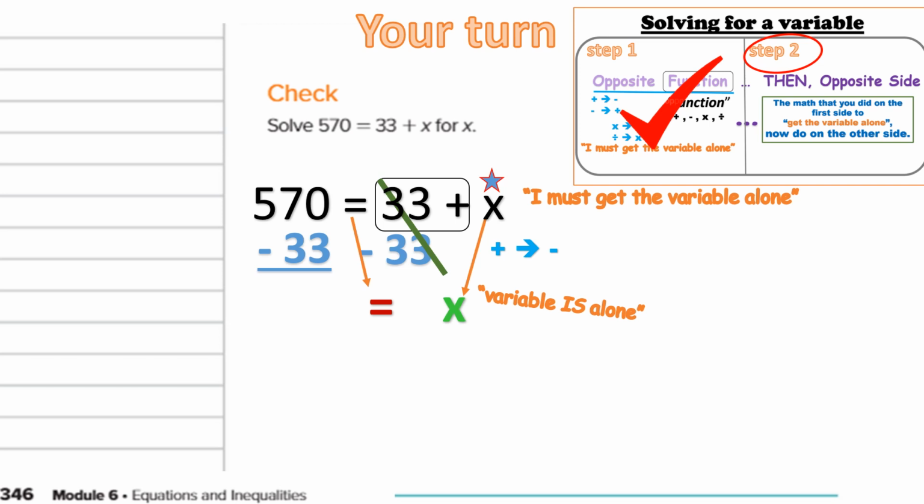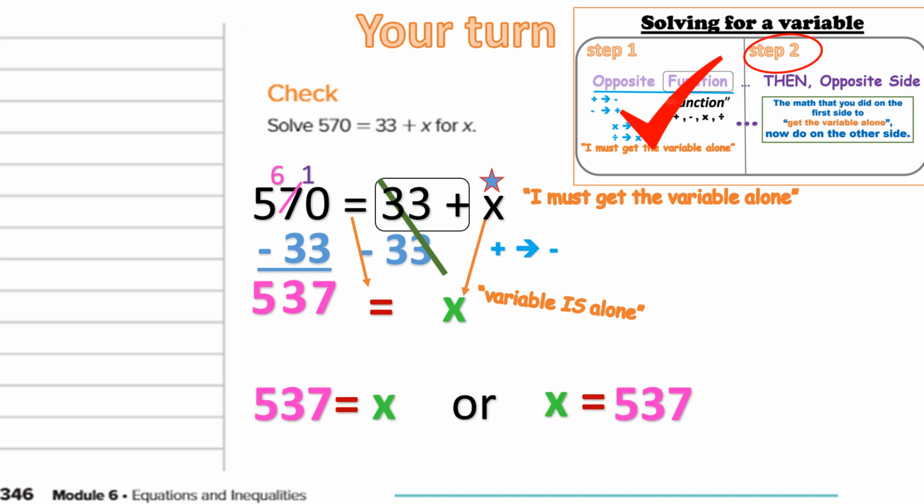Step 2 is to subtract the 33. 0 minus 3, I cannot do. So we borrow. 7 is going to become 6, 0 is going to become 10, and 10 minus 3 is 7. 6 minus 3 is 3, 5 minus nothing is 5. So are we saying that 537 is what x is equal to?